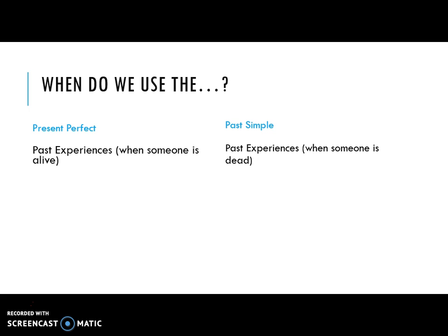So let's look at some examples. My mother has taught martial arts before. My mother is alive. She continues doing things because she's alive. So we use present perfect. My grandmother taught martial arts. Unfortunately, my grandmother is dead. She doesn't do any more things unless she's a zombie, which I don't think she is. So we use past simple. My grandmother taught martial arts.